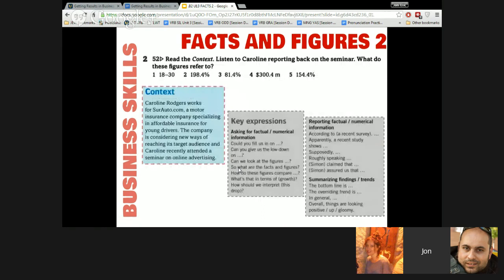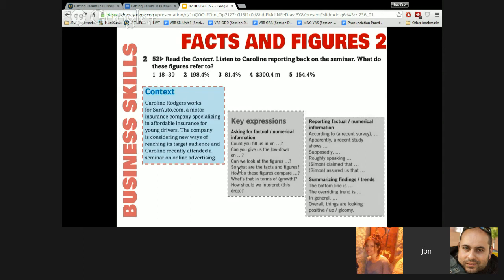Daniel, can you say the figure in number 3 for us? 81.4%. There you go. And it refers to? If you're not sure, skip it. Don't worry. Okay. Skip. Rebecca, can you say the figure number 4 for us?